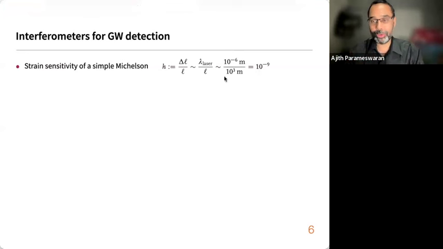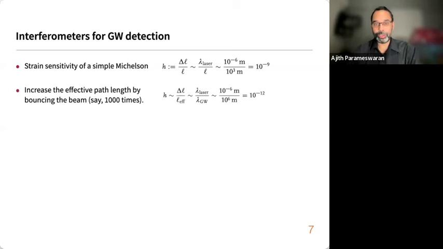And even if you have a kilometer size instrument, if L is 10 to the 3 meters, then the strain that you can measure is of order 10 to the minus 9. And you might have seen that the strain that LIGO and Virgo are measuring is of order 10 to the minus 21, 23 or 24. So how is it possible at all?